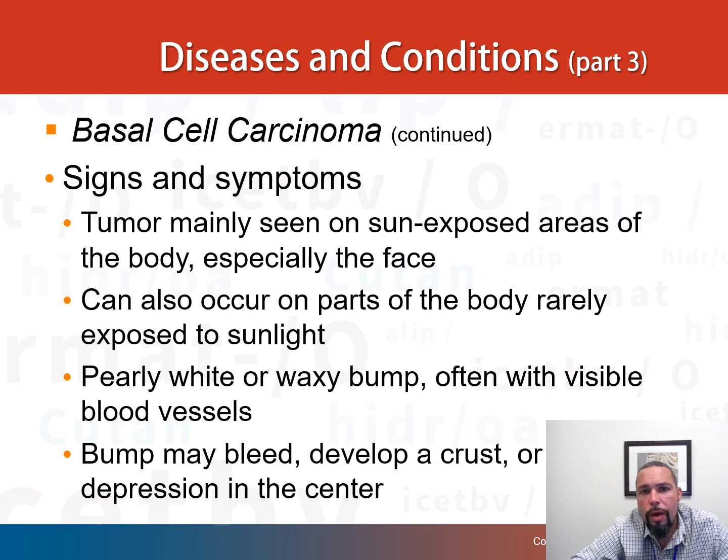Pearly white or waxy bump, often with visible blood vessels, are other signs and symptoms. And the bump may bleed, it may develop a crust or form a depression in the center. These are just some signs and symptoms to look out for when we're looking at basal cell carcinoma.